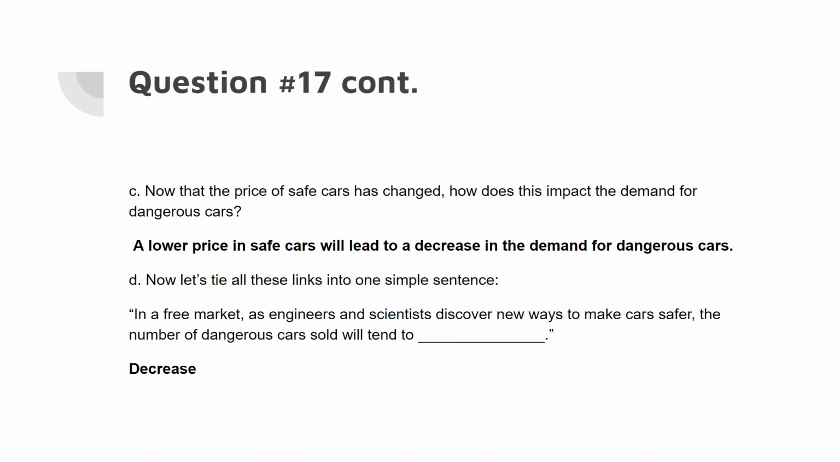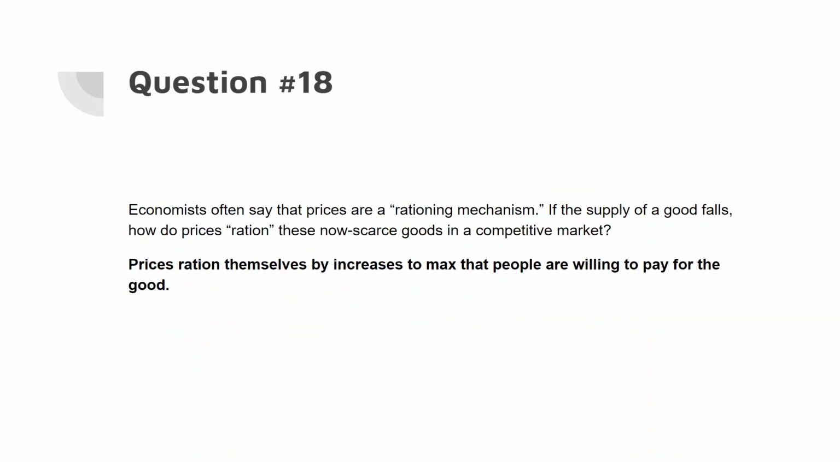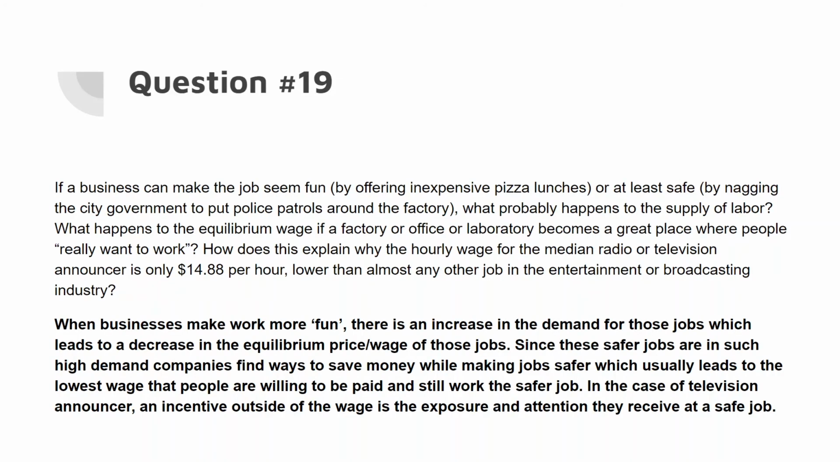And with C, a lower price in safer cars would lead to a decrease in demand for dangerous cars. And D, in a free market, as engineers and scientists discover new ways to make safer cars, the number of dangerous cars sold will tend to decrease. With 18, prices ration themselves by increasing to the max that people are willing to pay for the good when the good becomes scarce in a competitive market.